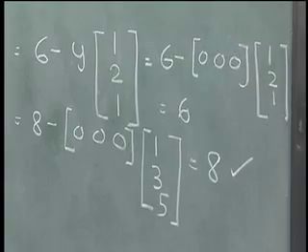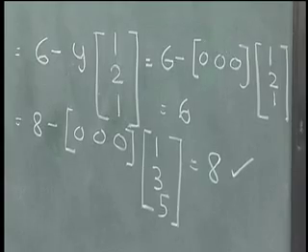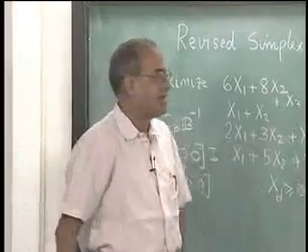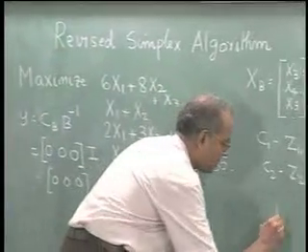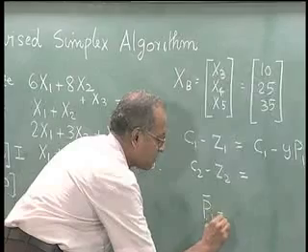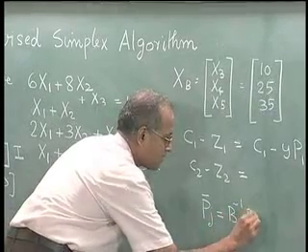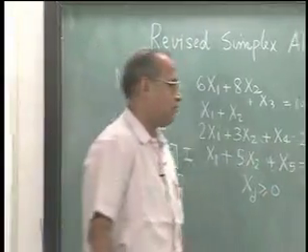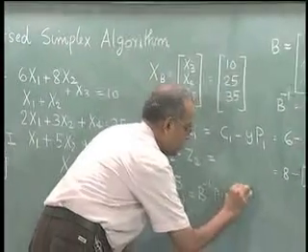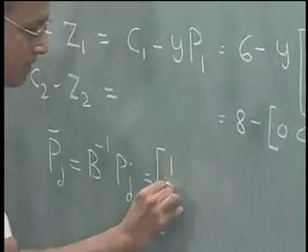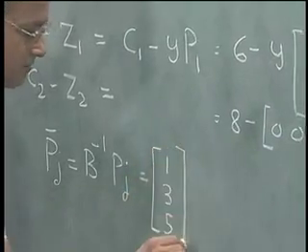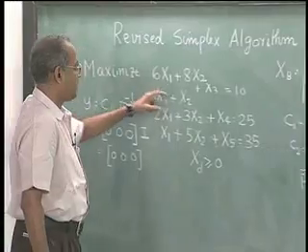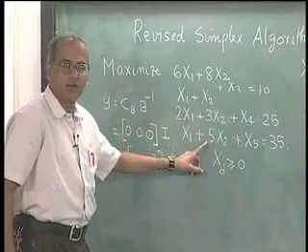Now, in order to find the leaving variable, we need to find the column corresponding to variable x2, and that is given by P bar j is equal to B inverse Pj, and B inverse is I. Therefore, P bar j will be equal to Pj, which is 1 3 and 5. Pj corresponds to P2, which is from here 1 3 and 5.